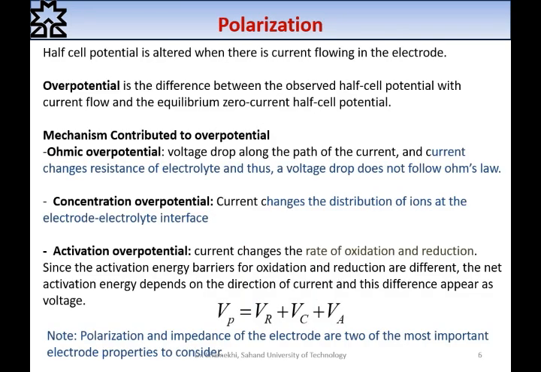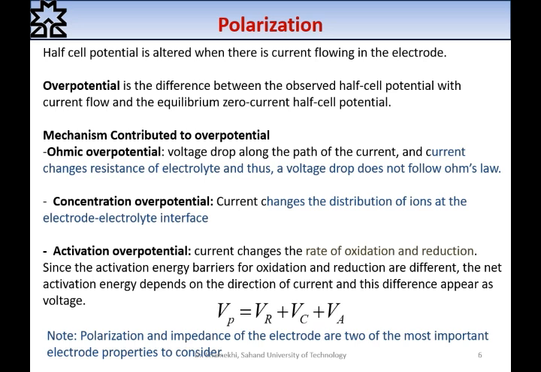Another important concept is the polarization. Half cell potential is altered when there is current flow in the electrode, because all of those half cell potential values are calculated or measured when the current flow is zero. Overpotential is the difference between the observed half cell potential with current flow and the equilibrium, zero current half cell potential.